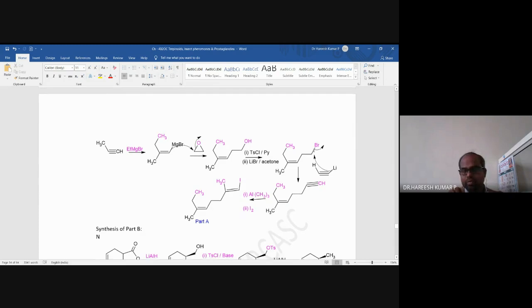The obtained bromo compound, when it is treated with lithium ethyne, there will be a new bond formation between this carbon and this carbon. Lithium bromide will be the leaving group. And at this stage, I think you are aware about carboalumination.